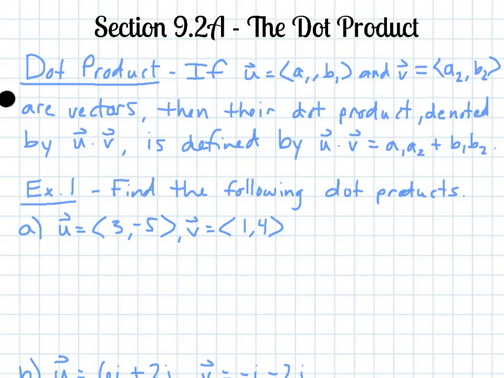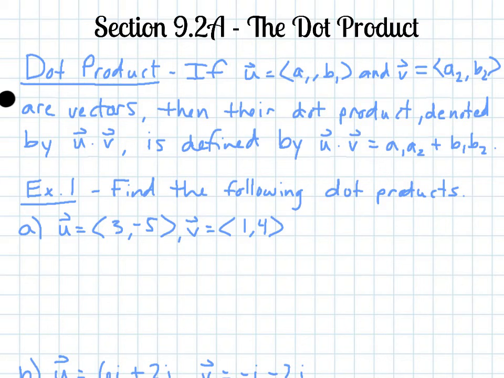Today's lesson, section 9.2a, we'll be talking about the dot product. A dot product is when, if I have two vectors, let's say vector u is a sub 1 comma b sub 1, and vector v is a sub 2 comma b sub 2, then the dot product, denoted by vector u dot vector v, is defined as the following. It's like a multiplication sign in between, but for vectors it's considered a dot product.